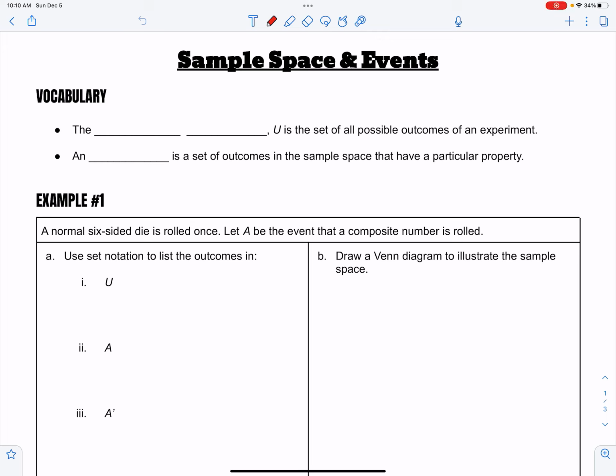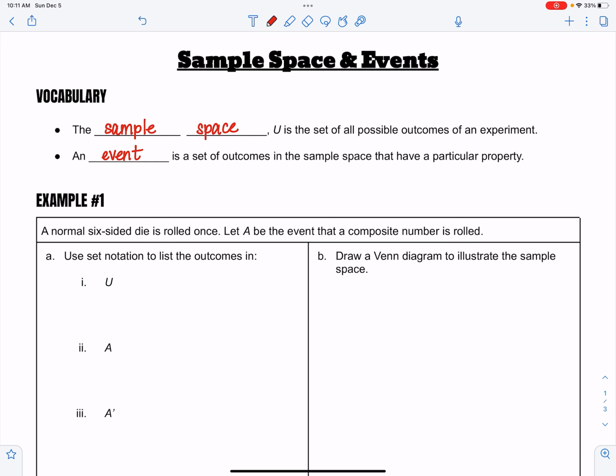Hi, today we're going to talk about sample space and events. So let's look at some vocabulary. The sample space, which is going to be U, is going to be the set of all possible outcomes. And remember that U stands for our universal set. So instead of calling it a universal set, we can just call it a sample space. They are synonyms. Then we have that an event is going to be the set of outcomes that are in that sample space that have a particular property.